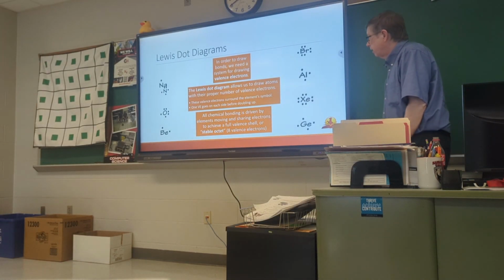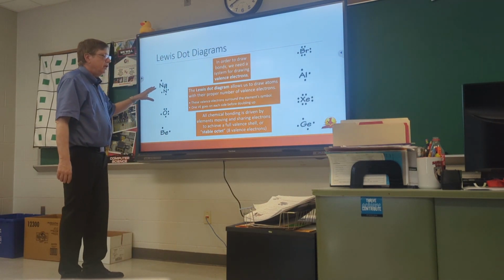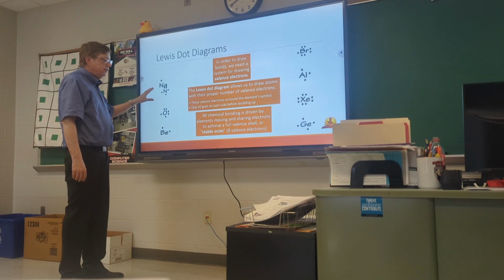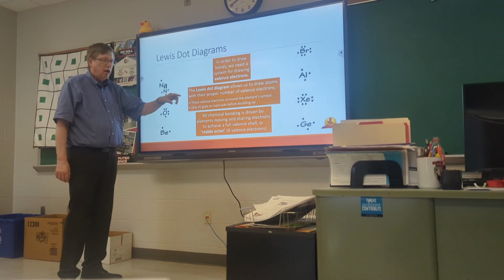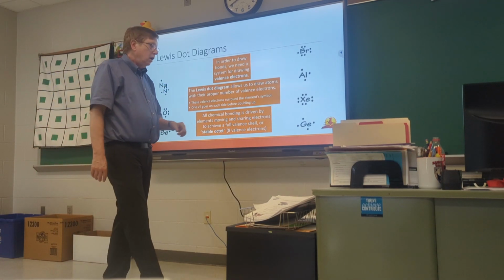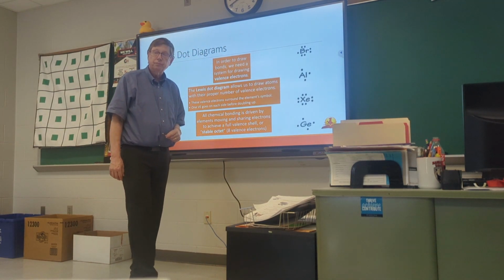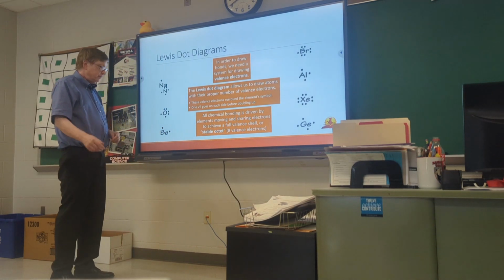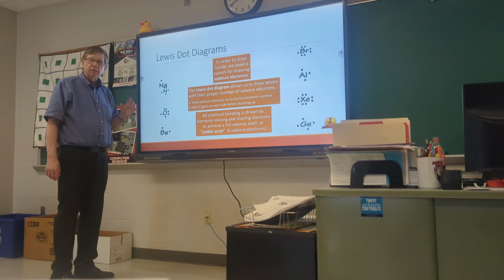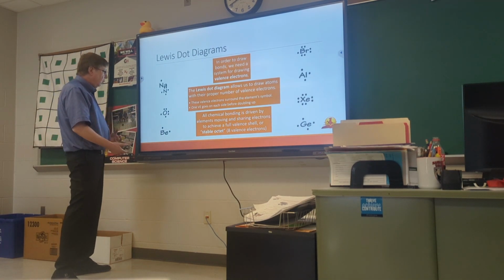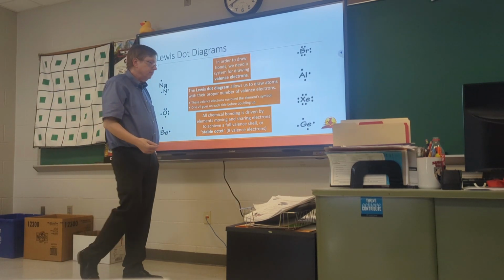Okay, Lewis dot diagrams. They came up with this to make it easier to look at the structures between different atoms. What you are seeing here are the valence electrons. And it sometimes makes it easier for us to understand what's going on. When we have a covalent bond, you're going to see that they complete each other, at least partially.